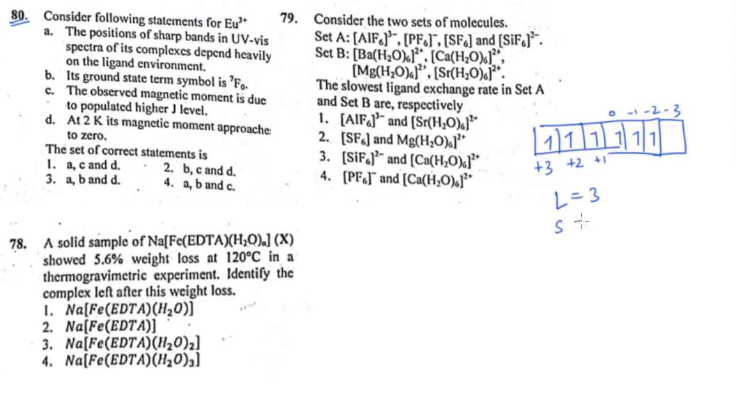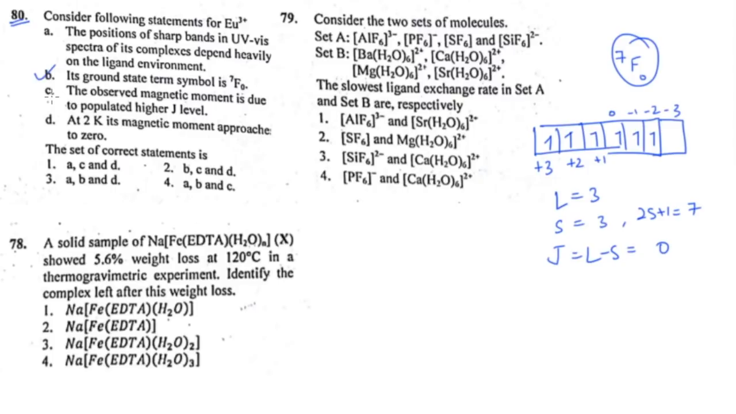Your S value will come out to be 3, or 2S plus 1 will come out to be 7, and your J will be L minus S. That will be how much? It will be 3 minus 3, so that will give you 0. So what will be the term for this? That will be 7F0. That's correct. So option number B, statement number B is absolutely correct.